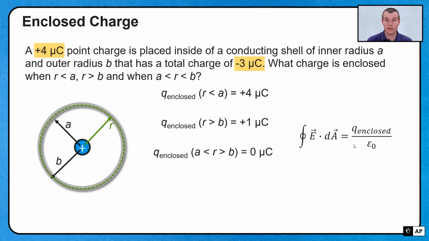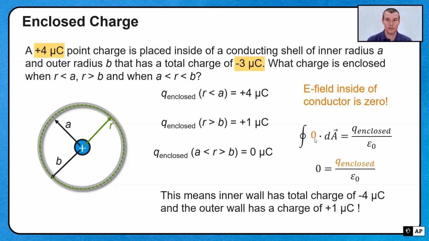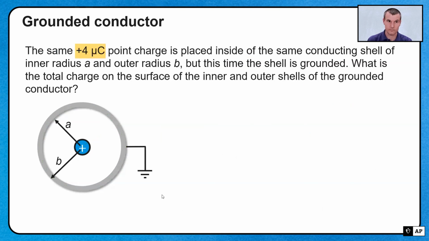Why is it going to be 0? Because we know that the E field inside of a conductor is 0. So if this term right there has to be 0, our Q enclosed must be 0. As a fun little side point, to make this work, that means my inner surface would have to have a charge of -4 to cancel out that one. And my outer surface would have a charge of +1 to make it so the total charge on this outer shell was still -3 microcoulombs.